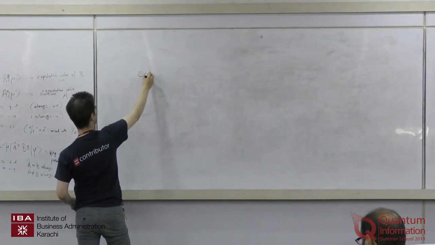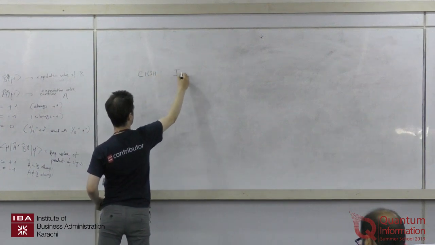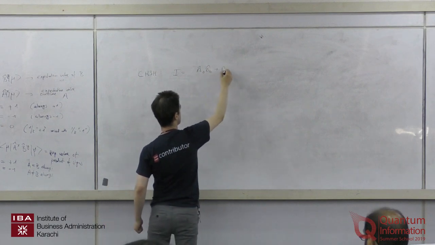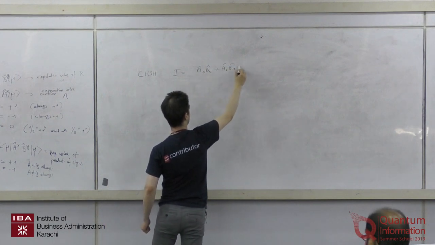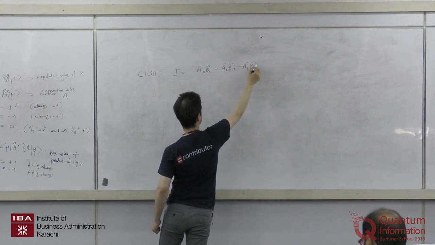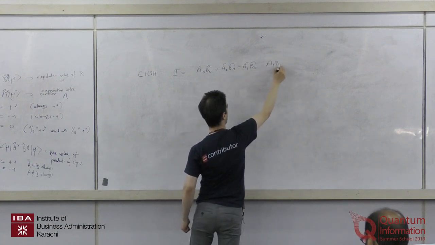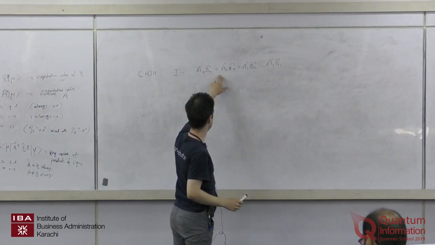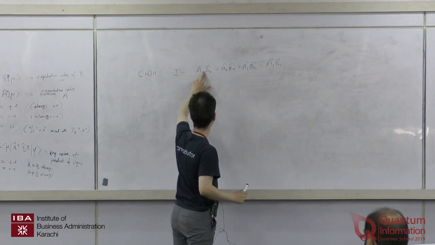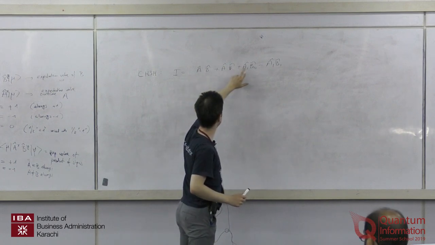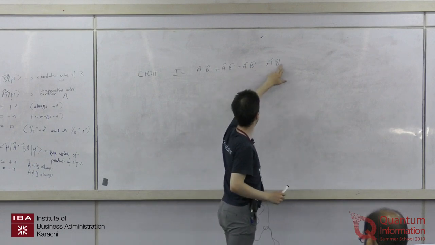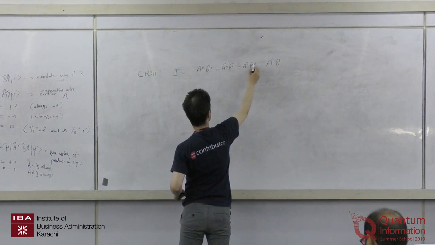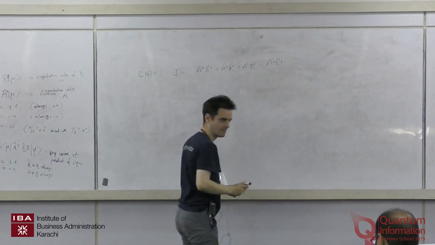So, CHSH, the polynomial is now A0 B0, plus A0 B1, plus A1 B0, minus A1 B1. So basically, we want to maximize when the measurement settings are either 0,0, 0,1, by convention this should be on top. I want to be consistent everywhere. But usually I put them on the bottom so my old reflexes come back.